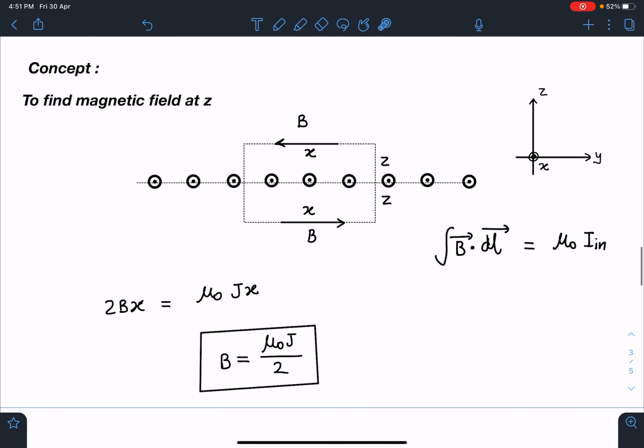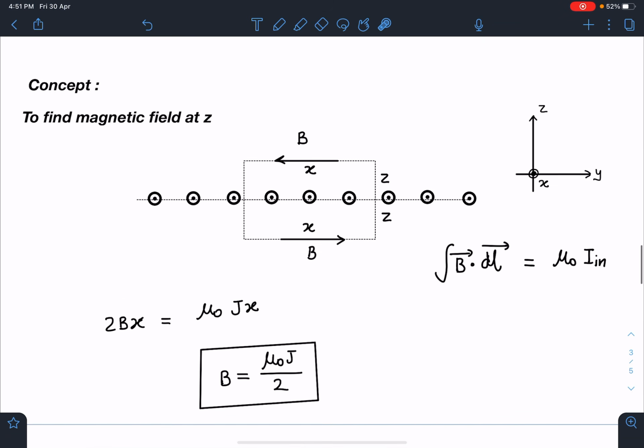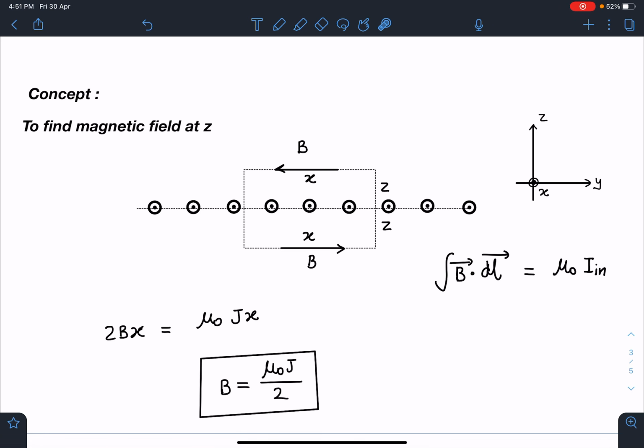So the first part is to find out the magnetic field at any z. So I am placing this current here, and you can see the x-axis is coming towards me. So I am observing from here. So current is coming outside, and if you see the circulation of field, for z positive, field will be in the negative x direction, and for z negative, field will be in the positive y direction.